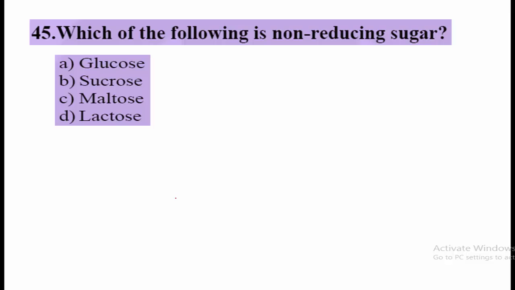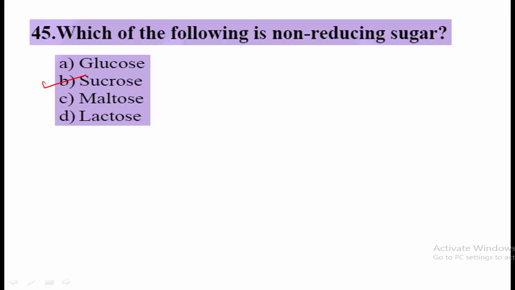Then 45th, which of the following is a non-reducing sugar? As you know, glucose, maltose and lactose are reducing sugars because the carbonyl group is present in hemiacetal form. But sucrose is a non-reducing sugar because C1 of glucose and C2 of fructose are present in acetal form. Okay, therefore option B is the right one.